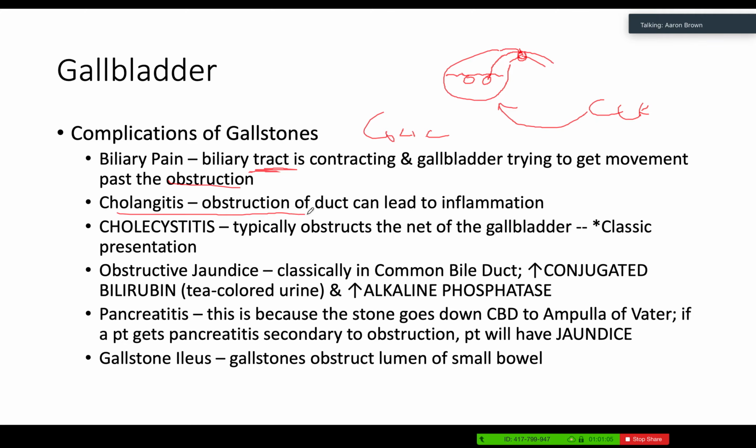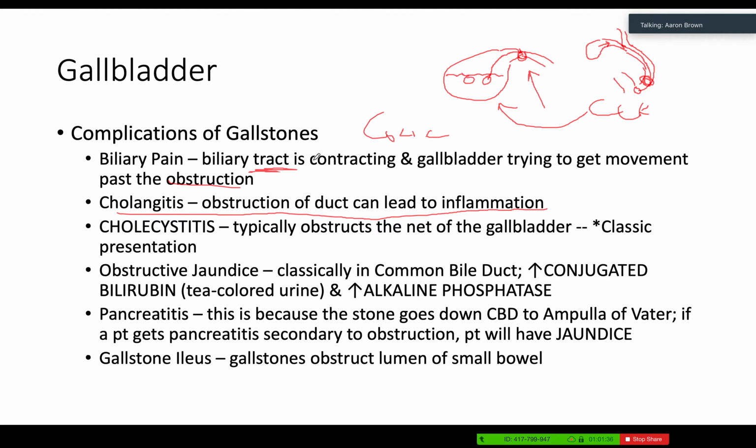Cholangitis, this is an obstruction of the duct that's leading to inflammation. So in cholangitis, rather than having an obstruction here, here's our gallbladder, here's our cystic duct, here's our common hepatic duct, here's our common bile duct, and here's the lumen of the duodenum. Okay, there's our ampulla. So here we have a stone that moves out of the gallbladder. The stone actually is able to move down the biliary tree and obstruct a little bit further on.